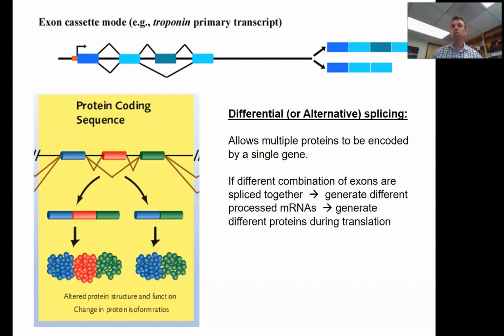And this is important because we know we have about 23 to 25,000 genes in our human genome, but we make 75,000 to 100,000 different proteins because each gene can actually code for multiple proteins depending on splicing.